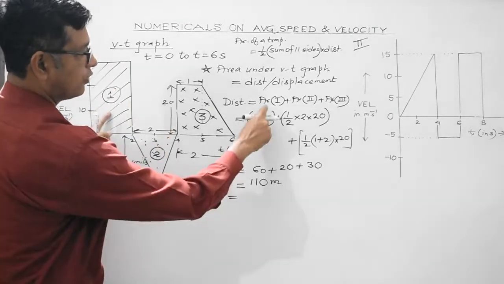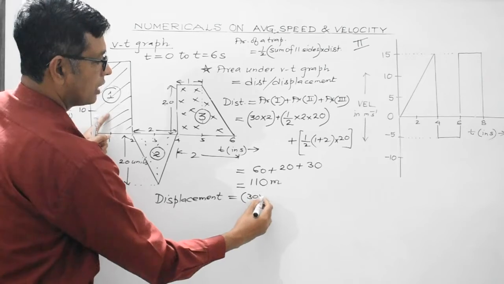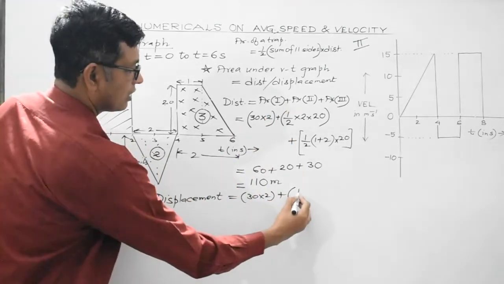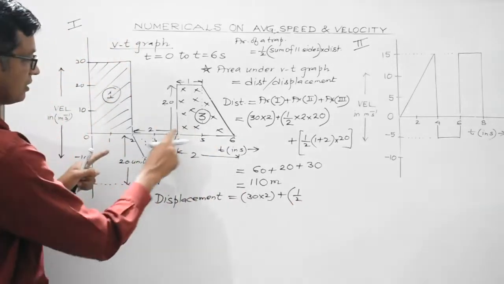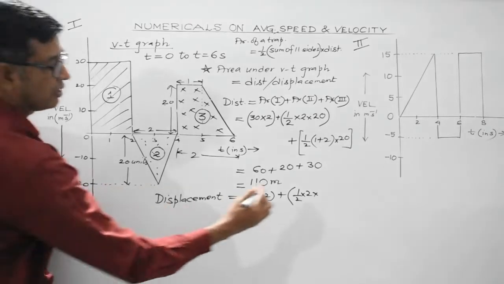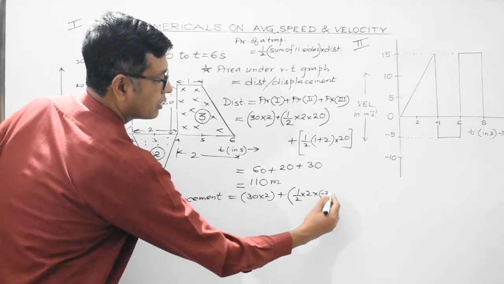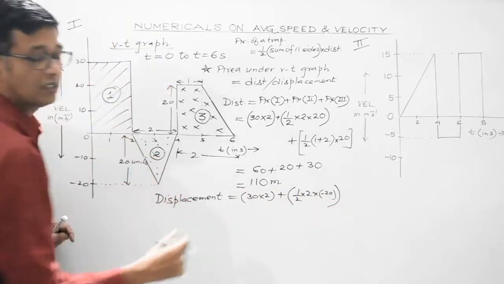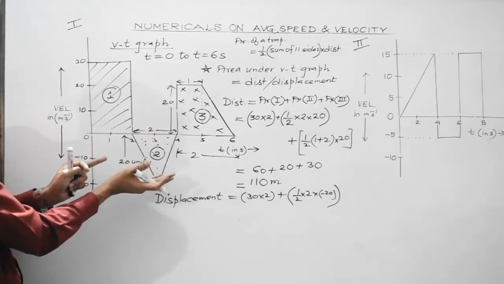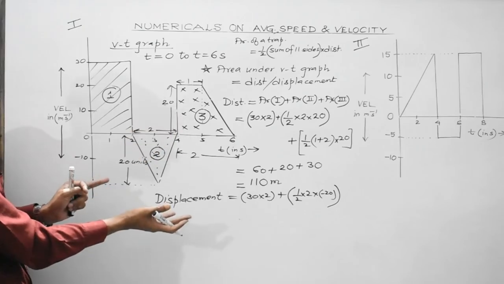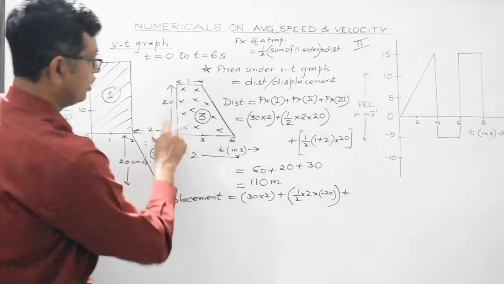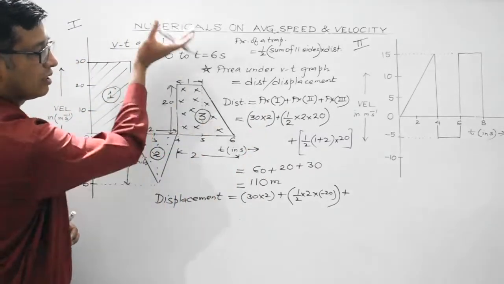So what to do is, area of first is 30 multiplied by 2 plus area of second, it is half base into height, it is minus 20 units. That is why you can directly assign negative sign in the area lying in this quadrant, lying in the fourth quadrant. Clear? So, plus area of this trapezium, it is lying in the first quadrant.